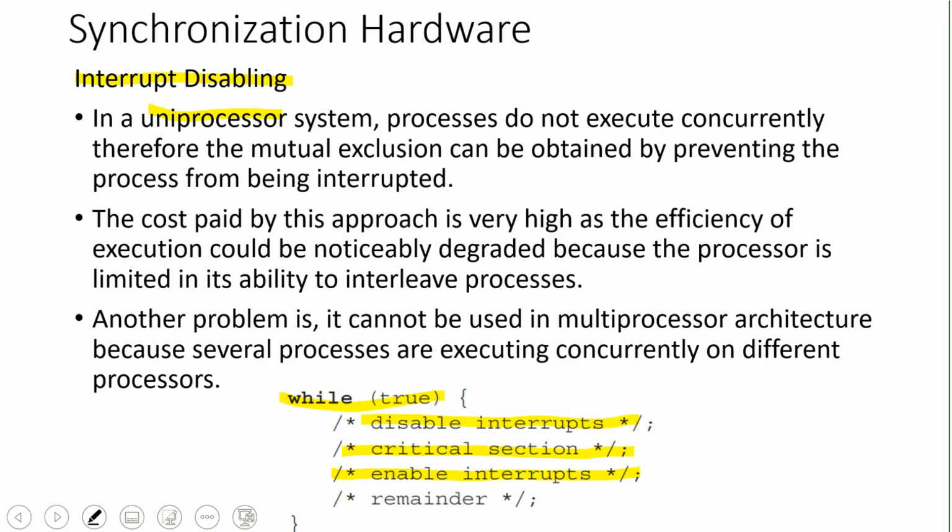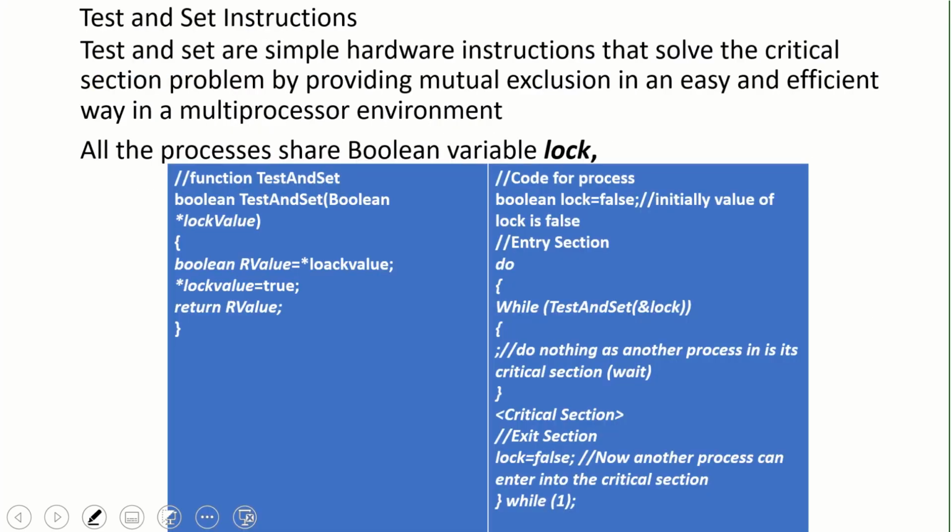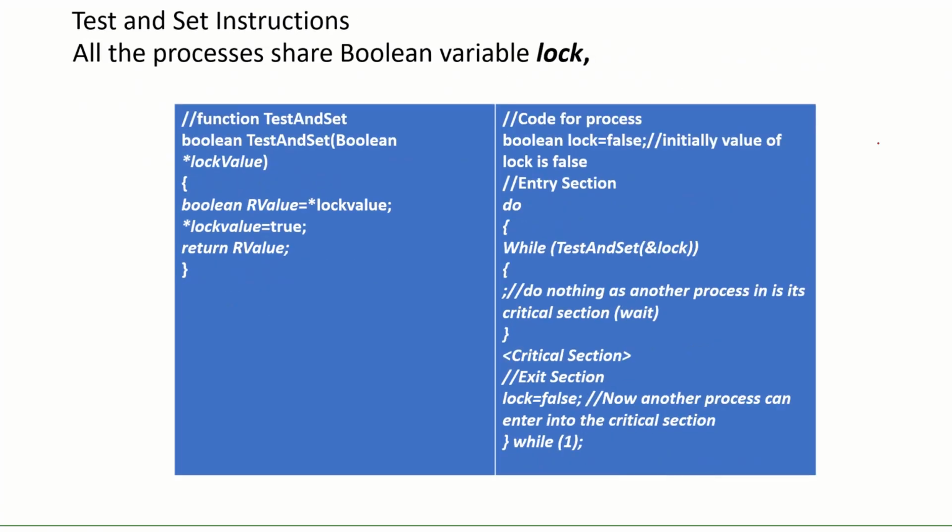Here, in order to disable the interrupts, the instruction has to be sent to all the processors. This is a time consuming process that decreases the efficiency of the system and is not a very practical solution. To solve this problem and achieve mutual exclusion in a multiprocessor system, test and set instructions are used. Test and set are simple hardware instructions that solve the critical section problem by providing mutual exclusion in an easy and efficient way in a multiprocessor environment.